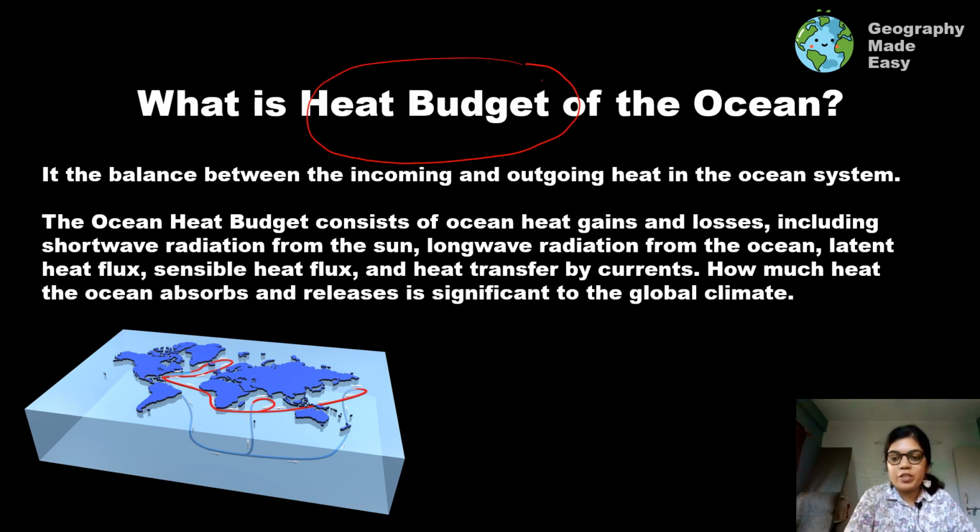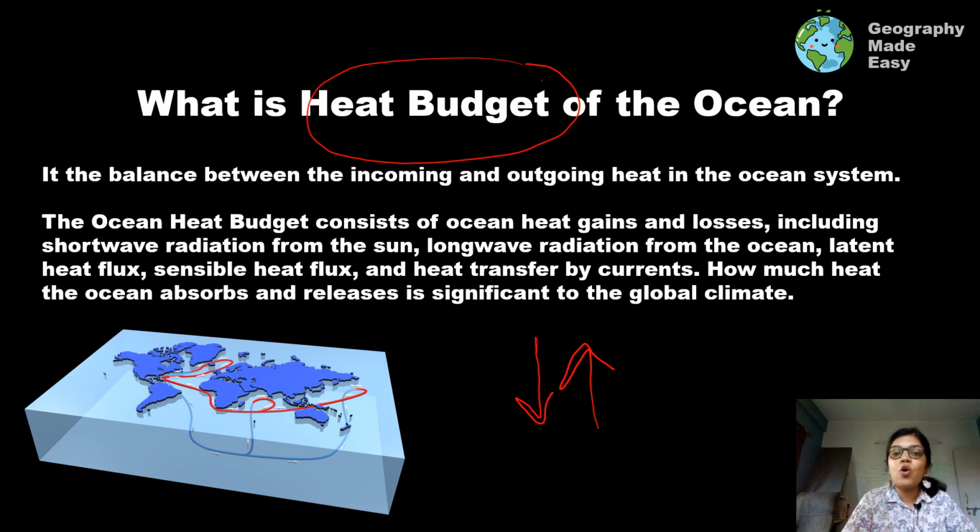word heat budget? We study about heat budget when we are studying climatology, which is a balance between the incoming solar radiation and the outgoing solar radiation in the Earth's atmosphere. So just like in any budget where we have an income and an expenditure, here we have an incoming solar radiation and an outgoing solar radiation in this case.